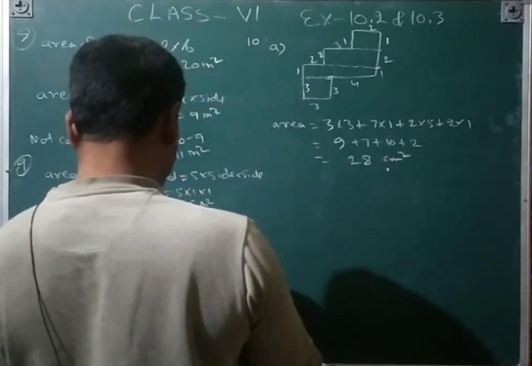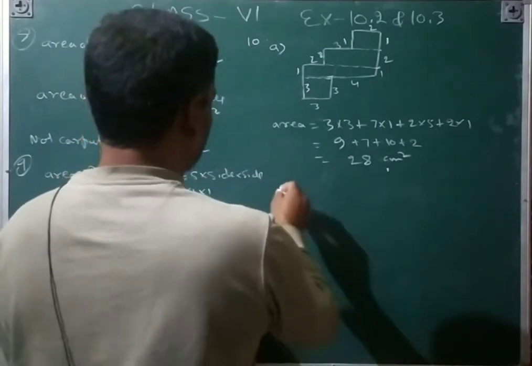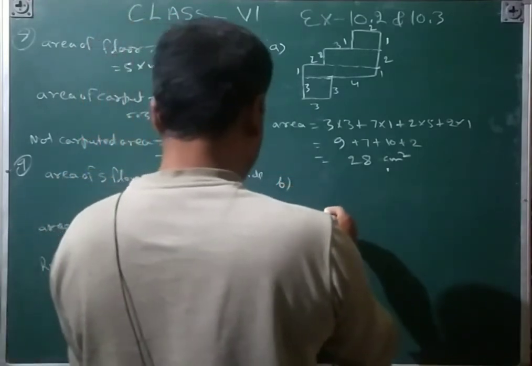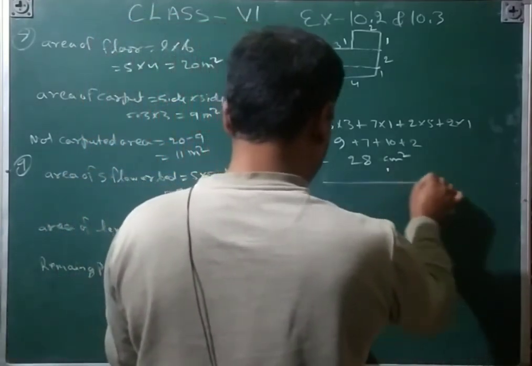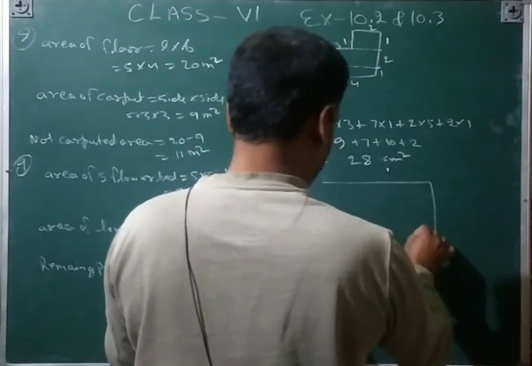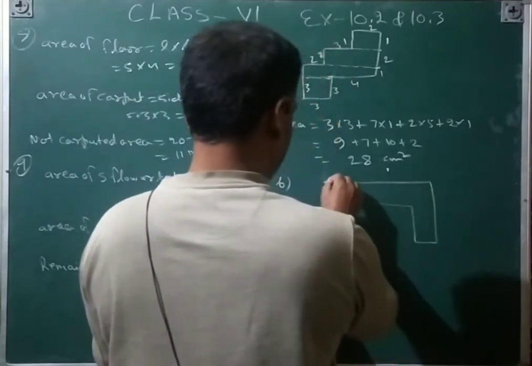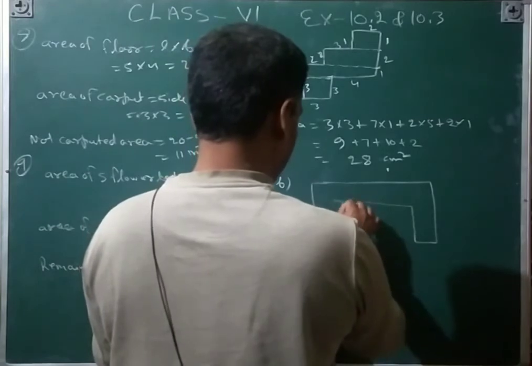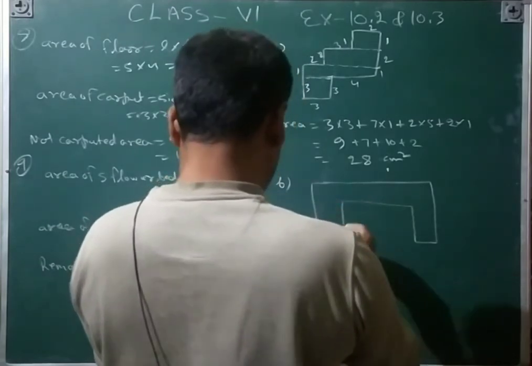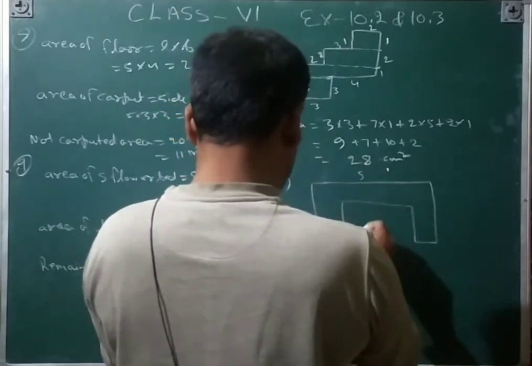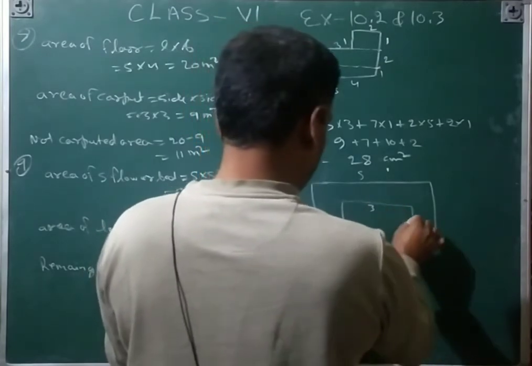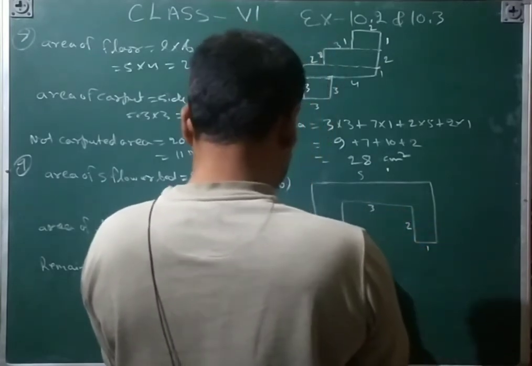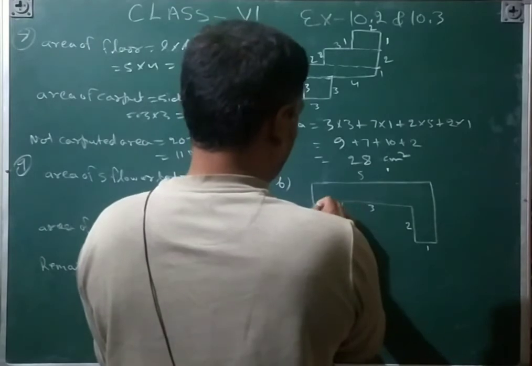And then similarly you will find the B part. See, the B part can be difficult. Okay, this is 5, this is 3, this is 2, this is 1, 1, 3. We will join this one.